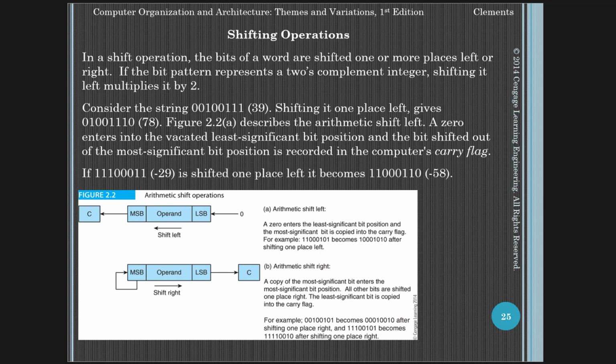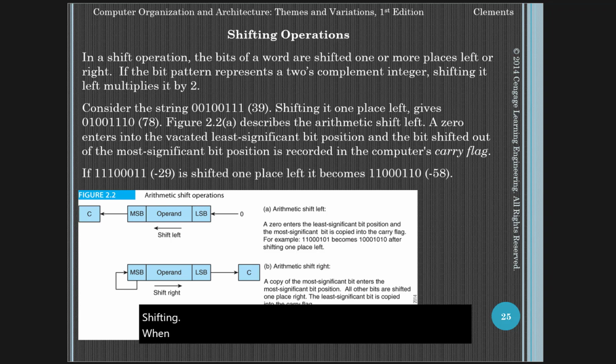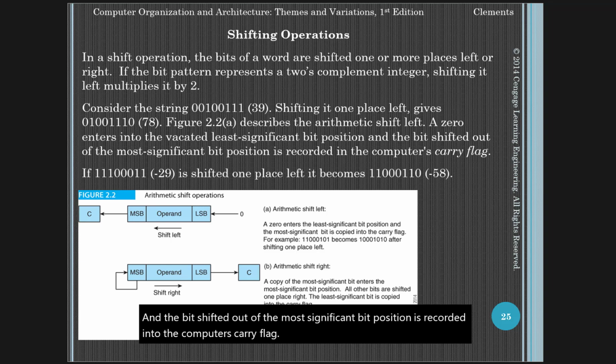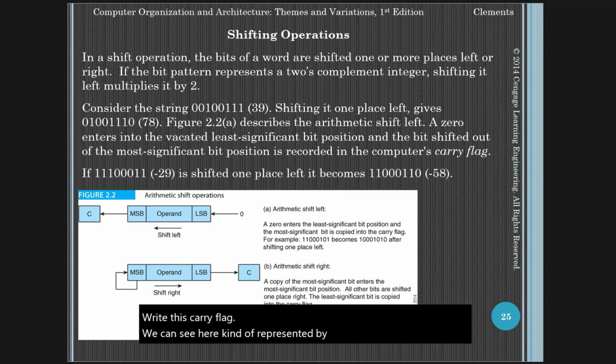Now, when we're working with the left shift, we can see here in the figure how this happens. A 0 enters into the vacated least significant bit position, and the bit shifted out of the most significant bit position is recorded into the computer's carry flag. This carry flag, represented here by C, is a little storage area. It's 1 bit of memory so that the computer can keep track of the state.